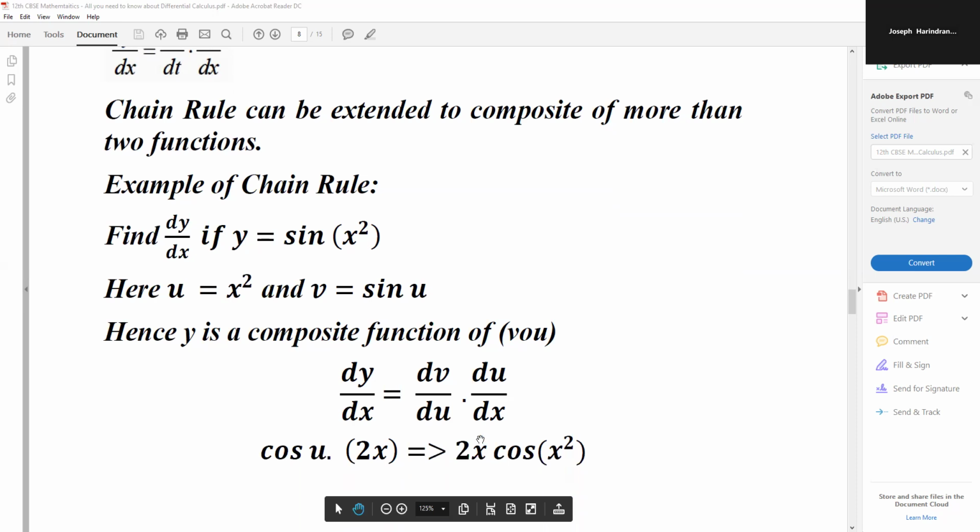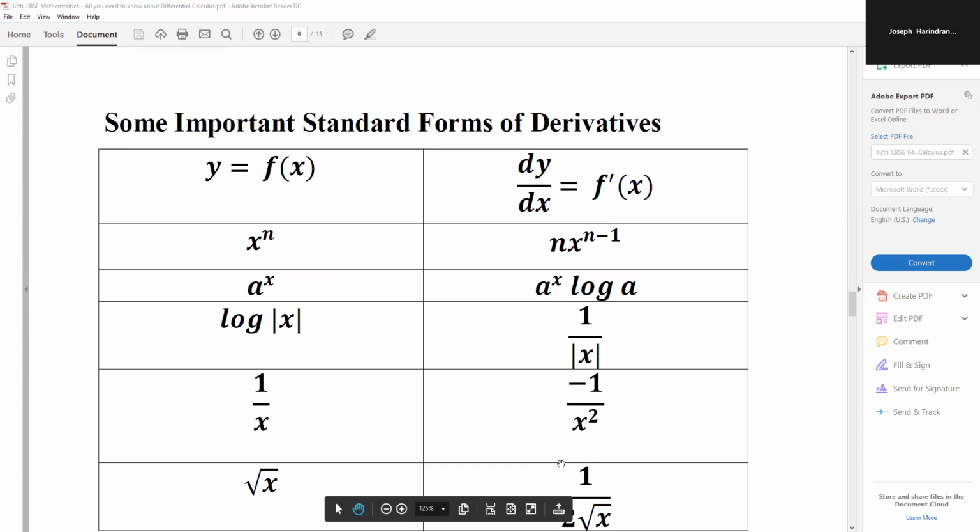We will see later how the differentiation takes place. We write it as sine u. When you differentiate, it becomes cos u, and then into 2x. We are differentiating that x squared term. du by dx is nothing but 2x. We will see the standard forms of derivatives. Therefore, it becomes 2x into cos x squared.